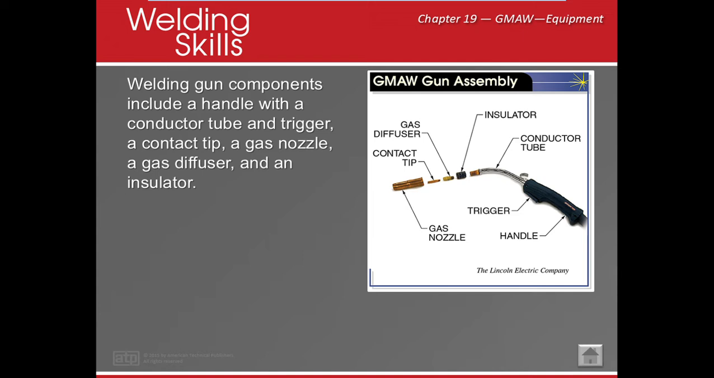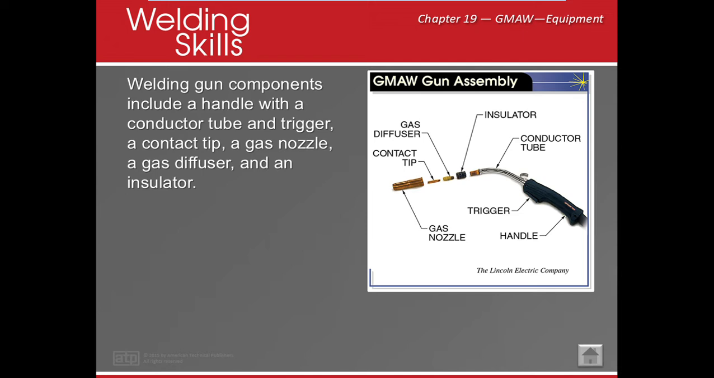So here we have the gas diffuser. This is where the gas actually comes out of our gun. You need to make sure that there's no spatter on this part, otherwise you could have lack of shielding gas. This is bad, guys.